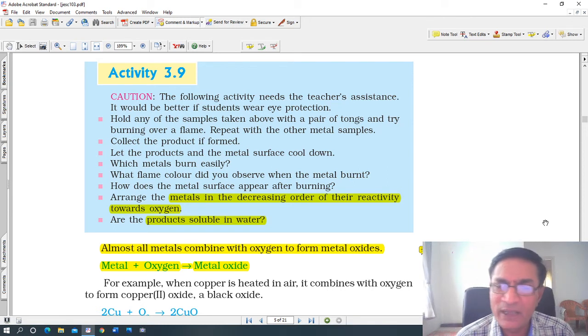So, the following activity requires the assistance of teachers. It would be better if you wear eye protection. Hold any of the samples given above with a pair of tongs and try burning over a flame. Repeat with other metal samples. Collect the products if found.